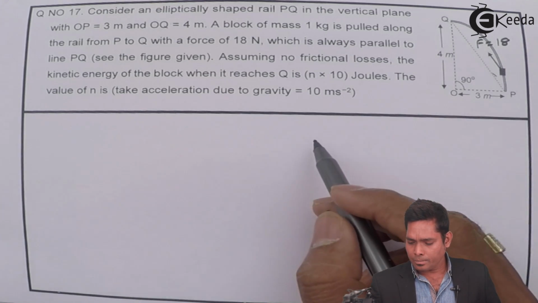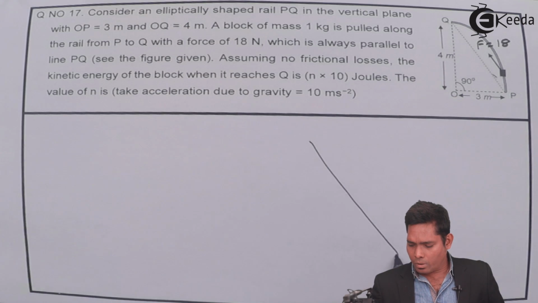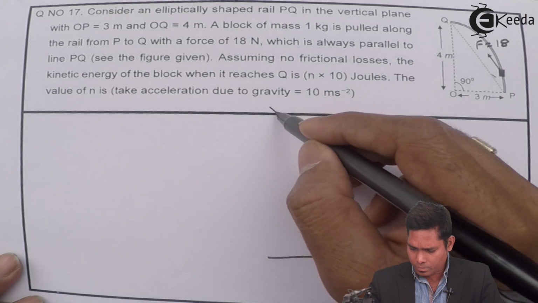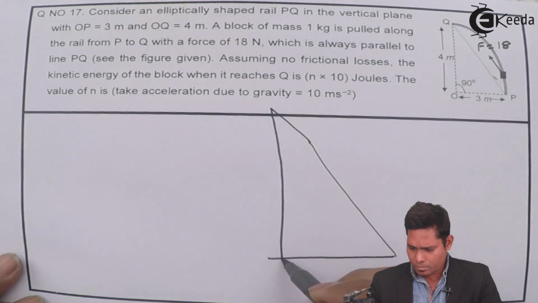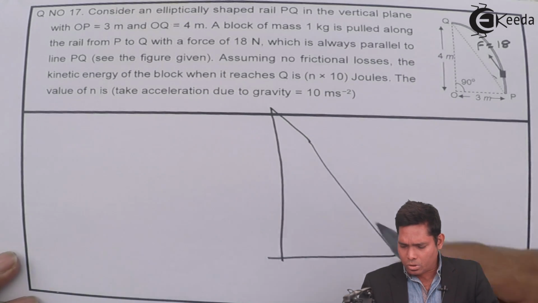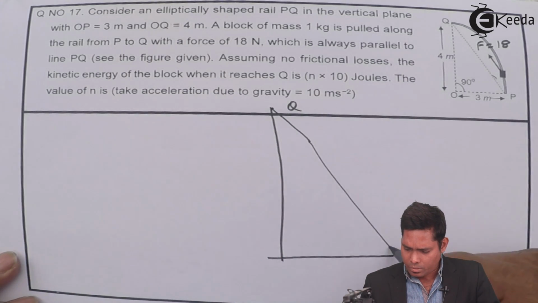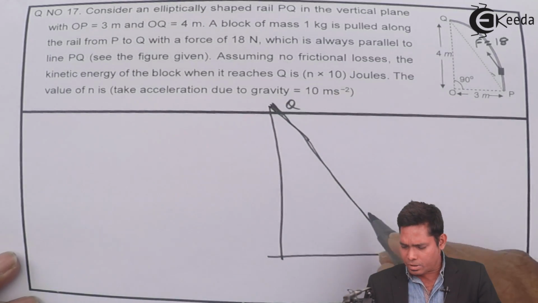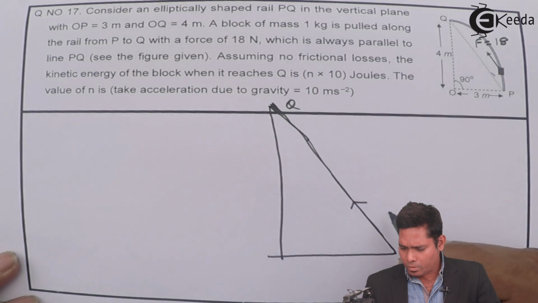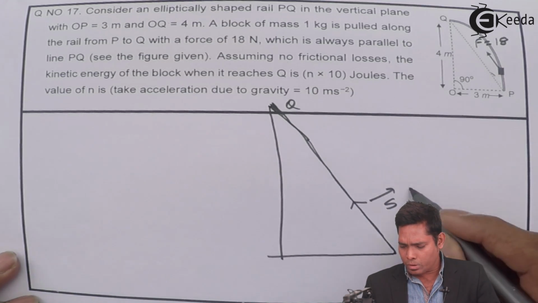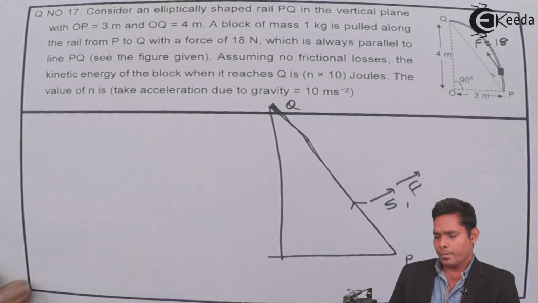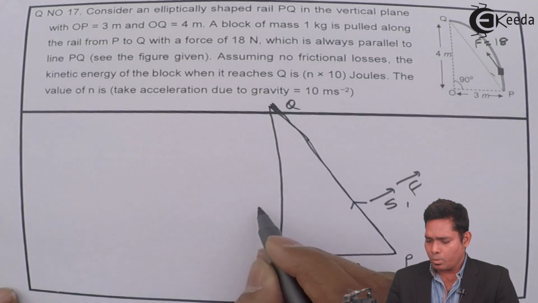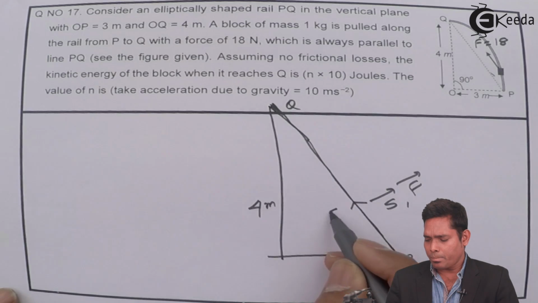So if PQ is like that, I'll draw the diagram. This is P, this is Q, and the force is always in this direction of PQ. This is the displacement direction, and the force is also in the same direction. Because this is 3 meter, this is 4 meter, the displacement will be 5 meter.